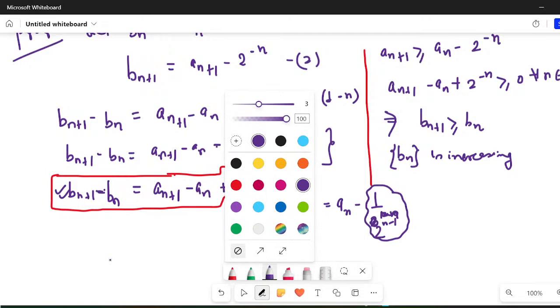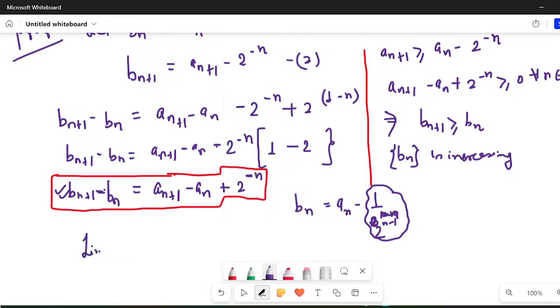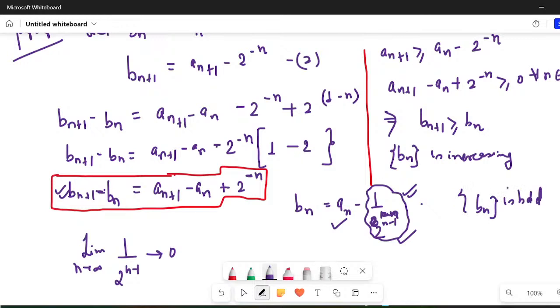And I know already that as n tends to infinity, 1 upon 2 raised to power n minus 1 tends to 0. It implies that this particular sequence is convergent. And every convergent sequence is a bounded sequence. And since bn is increasing, it implies bn is monotone. And if I'm saying that my sequence is monotonically increasing and bounded, it implies that bn is a convergent sequence.